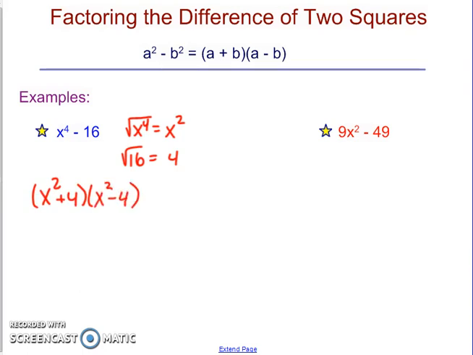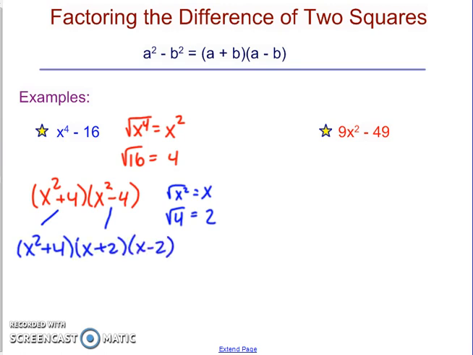Now, if you look at this, you can break the second one down more because you could take the square root of x squared, which is x, and you could take the square root of 4, which is 2. So this one, since it only has a plus in there, we can't break that down. So that's x squared plus 4. But the second one, because it has a minus, we can break that into x plus 2 and x minus 2. So this one is now fully factored.